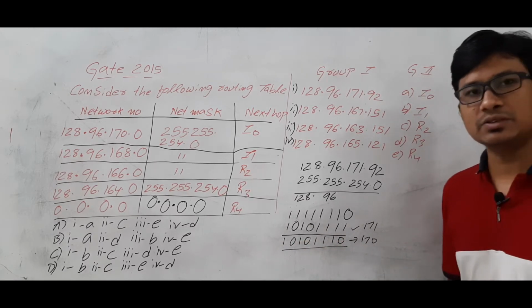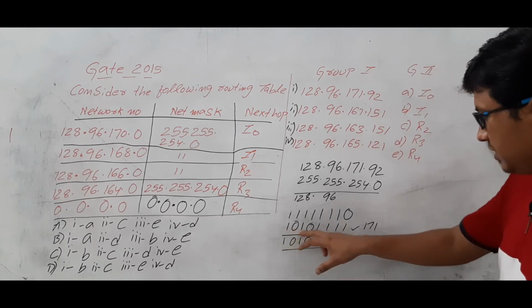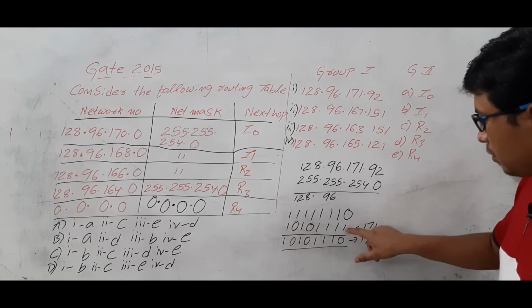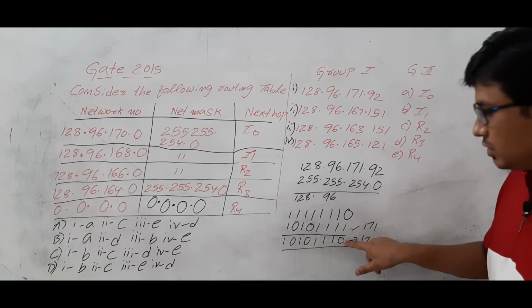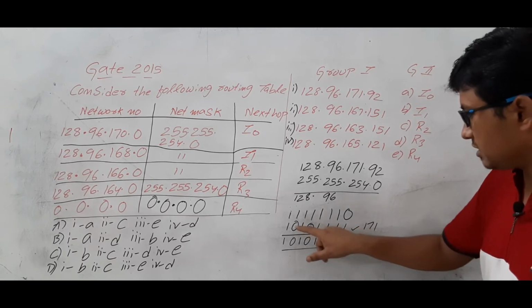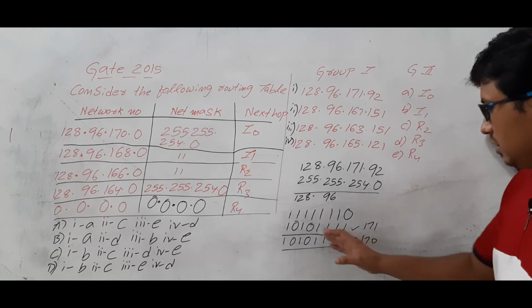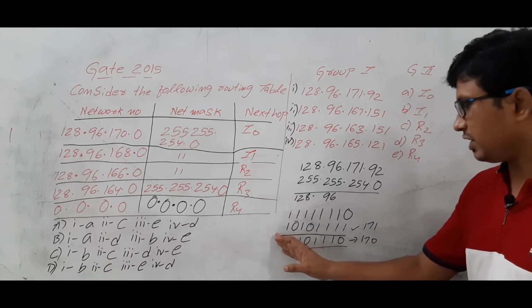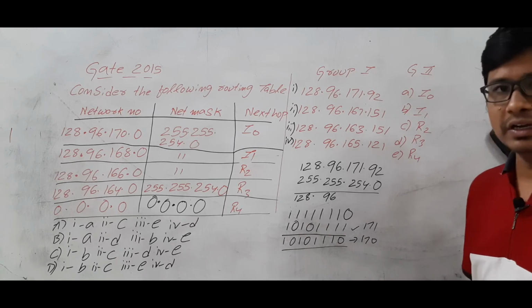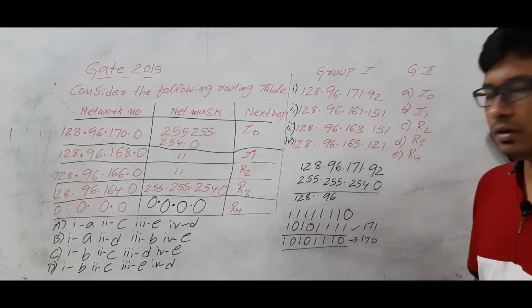Will you accept it as 170 or not? Because if this number is 171 and only in this position you have kept 0, am I right? The remaining things are the same. So 171 minus 1 is nothing but 170. If you want to verify, you can convert this binary number into a decimal number. You will get 170.